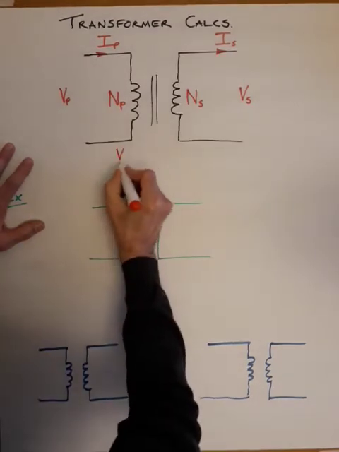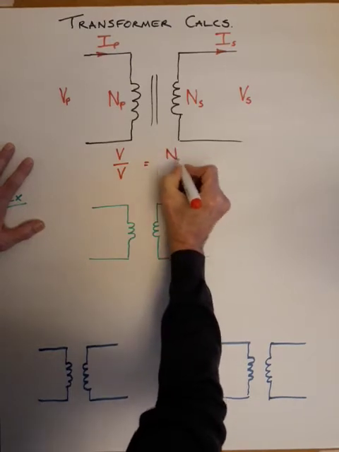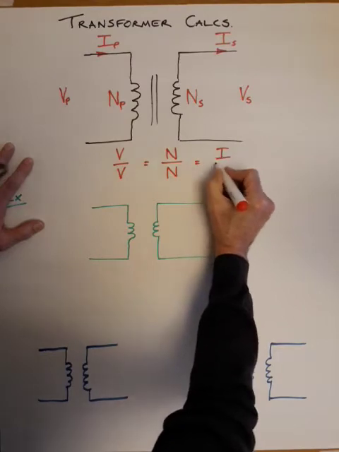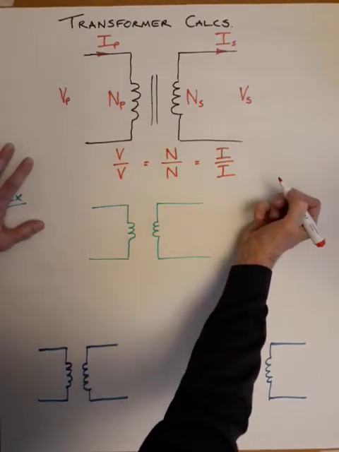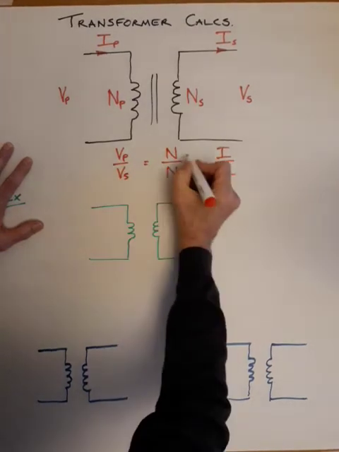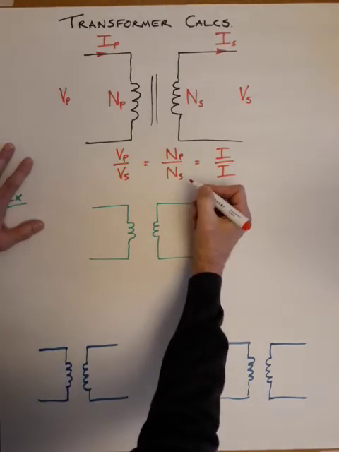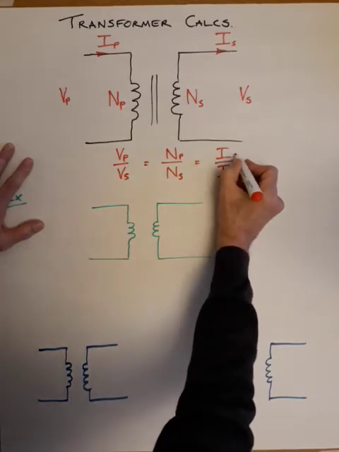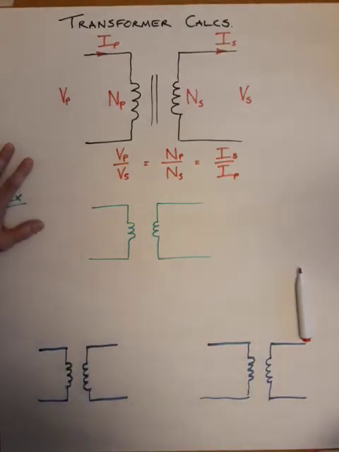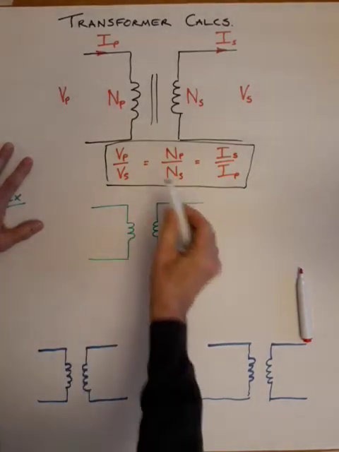So we had voltage, we had turns, and we had current. So primary voltage over secondary voltage equals primary turns over secondary turns. And the last bit, this changes. This is secondary current over primary current. So this formula, there's a space for it on your handout, very important.